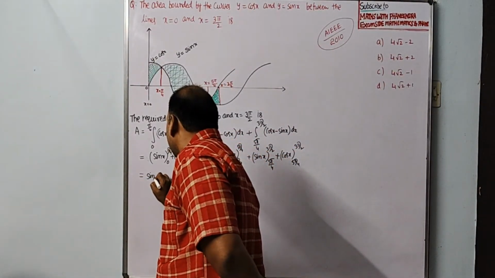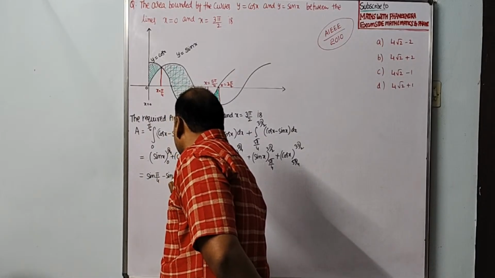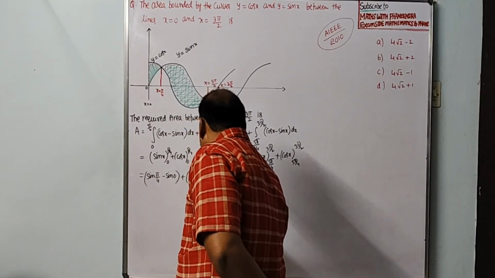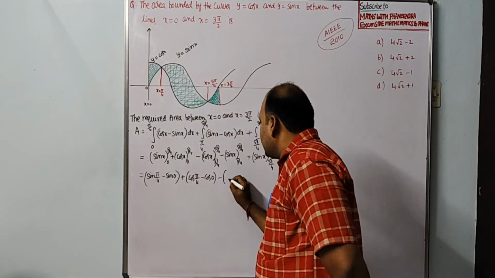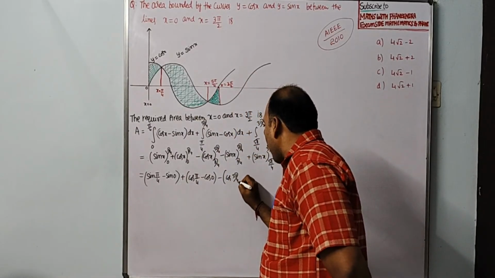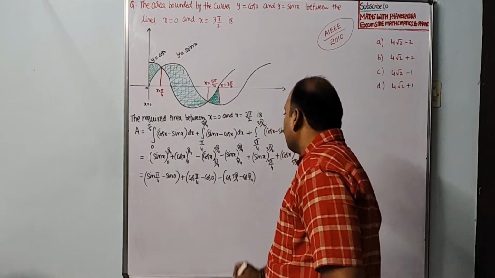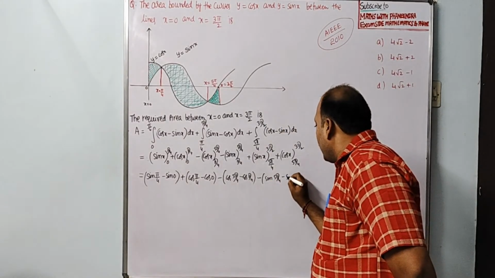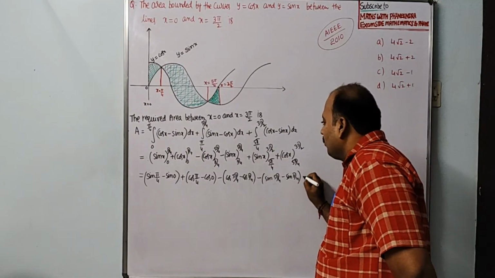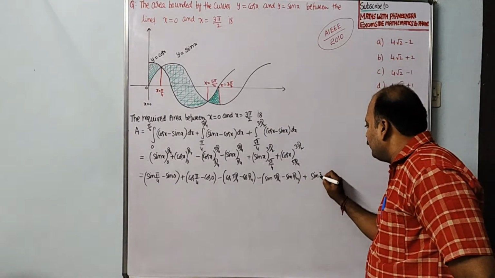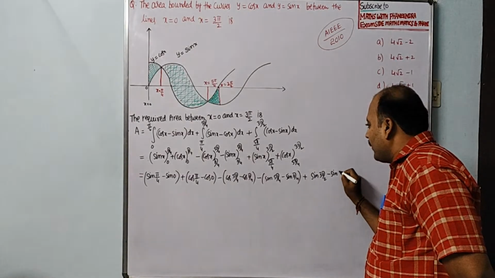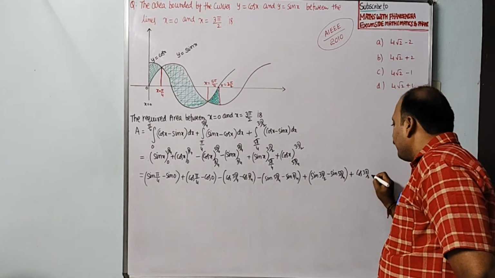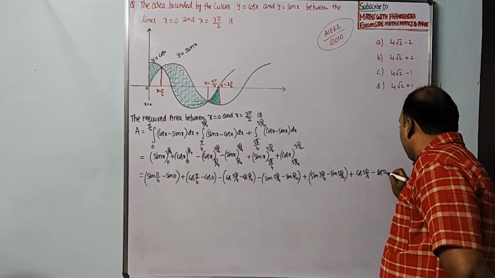Sin pi by 4 minus sin 0 plus cos pi by 4 minus cos 0 minus cos pi by 4 minus cos pi by 4 minus sin 5 pi by 4 minus sin 5 pi by 4 plus sin 3 pi by 2 minus sin 5 pi by 4 plus cos 3 pi by 2 minus cos 5 pi by 4.